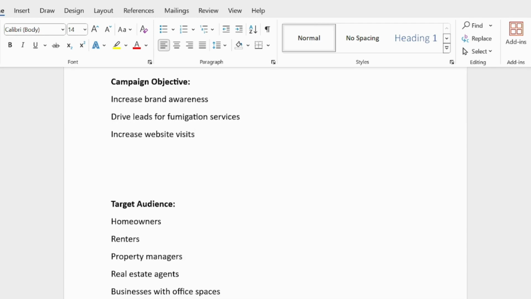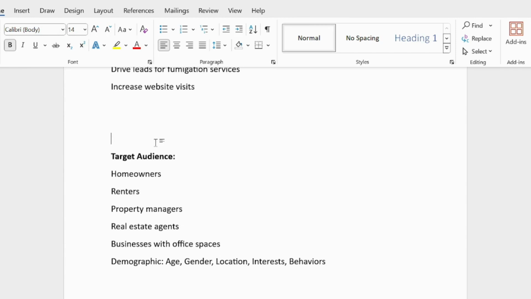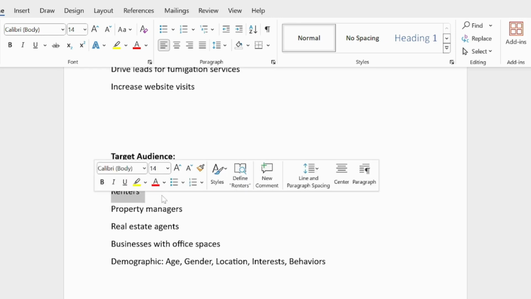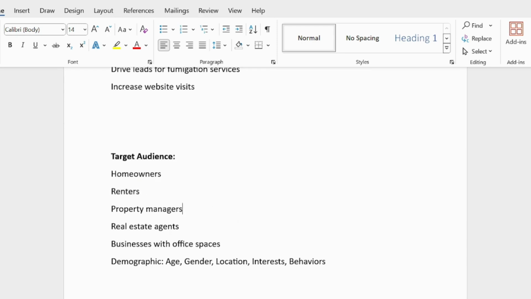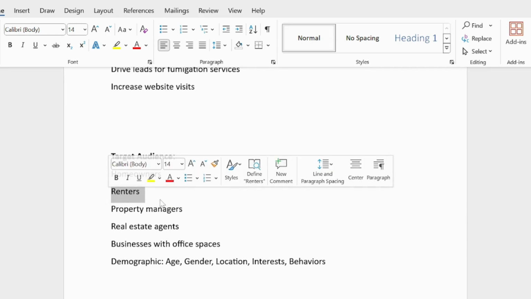Then the second thing was the target audience. For this particular campaign, we were targeting people who have rented properties along the Eastern Bypass. We have people who have rented one bedrooms, people who have rented bedsitters, people who have rented two bedroom houses. At least those are the most common housing units, rental units that we were targeting. These are the people who are more likely to experience fumigation. People who are in need of fumigation.